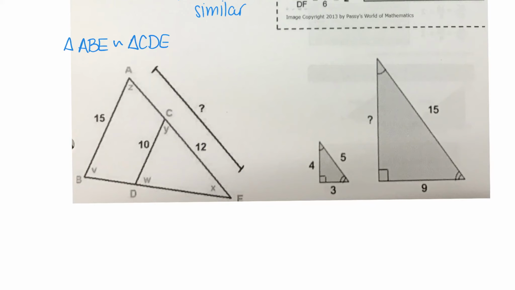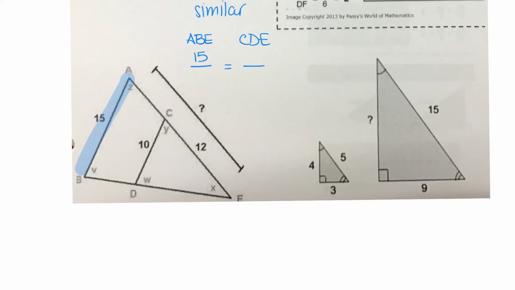Well, to do this, we're going to set up a proportion. So I'm going to put my big triangle on the left, an equal sign, and my little triangle on the right. So actually, I'll move this over here and then we'll be able to kind of see. So I'm going to talk about A, B, and E on the left side and C, D, E on the right side. Okay, so we're going to set up a ratio. So let's look at two things we know. On triangle ABE, we've got this 15. So I'm going to put that number on top. And then what is the corresponding side to that? It's CD, right? Right here.